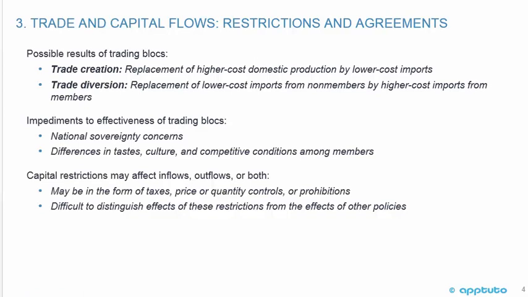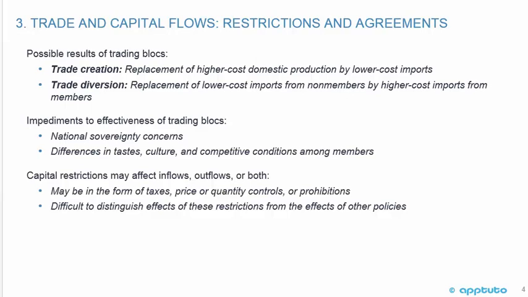Possible results of trading blocs. One is trade creation, replacement of higher cost domestic production by lower cost imports. Also trade diversion, replacement of lower cost imports from non-members by higher cost imports from members.